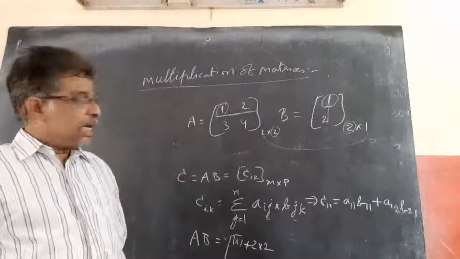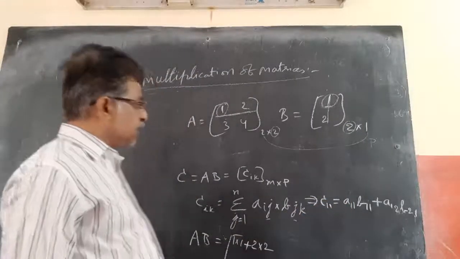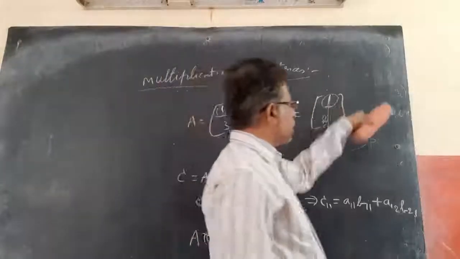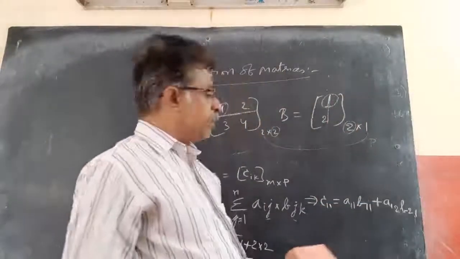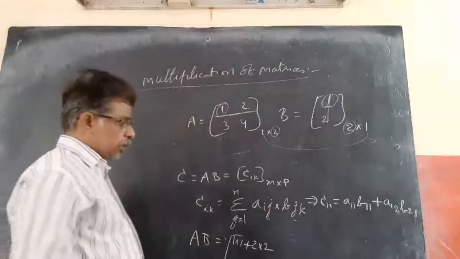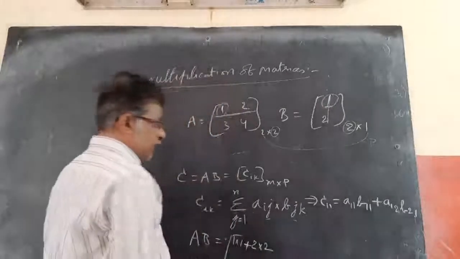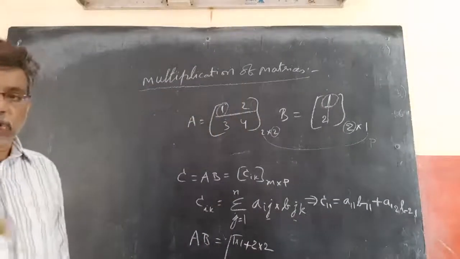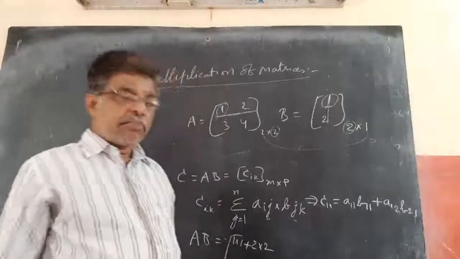Observe. Like that, how to find the first row second column element? First row with second column. Is there any second column? No second column, so there is no first row second column element, and you won't get any second column. That's why I told you the resultant is 2 by 1, meaning 2 rows, 1 column. Only 1 column you will get, but 2 rows you will get.